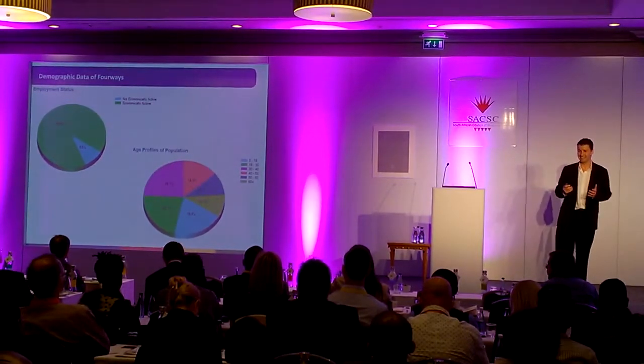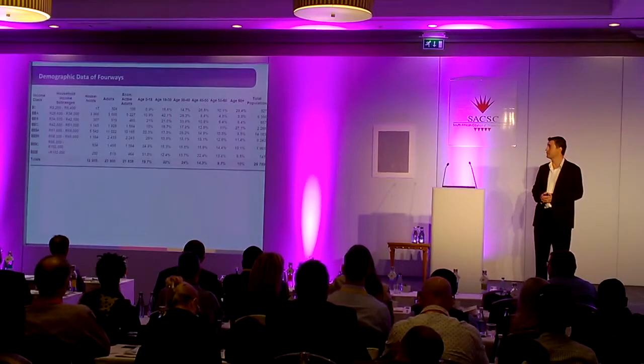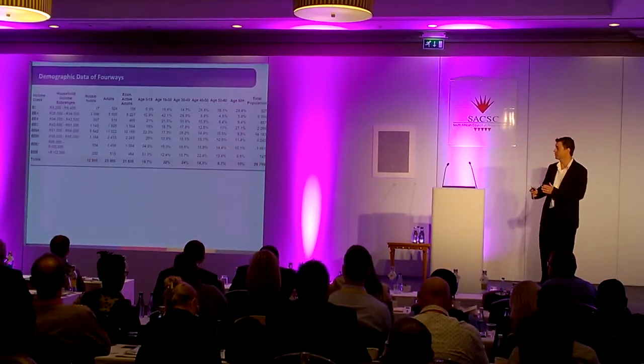So if you don't have any data, then this might be one option to look at. Obviously we can also give you a table, a cross-tabulation of income and age, so you can see what percentage of households fall in the different income and age brackets.